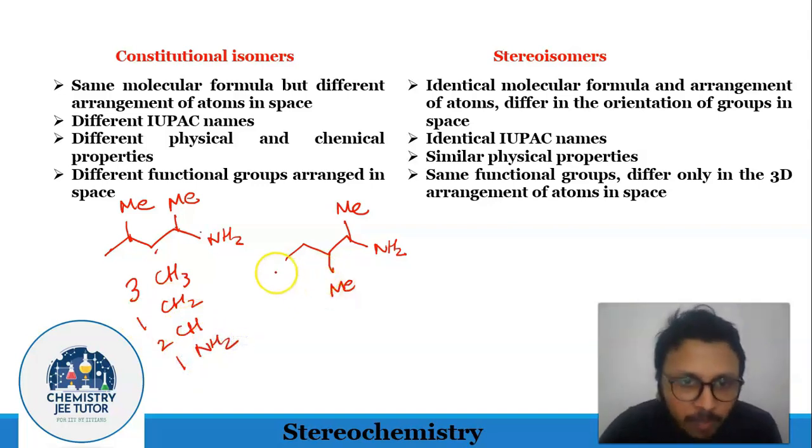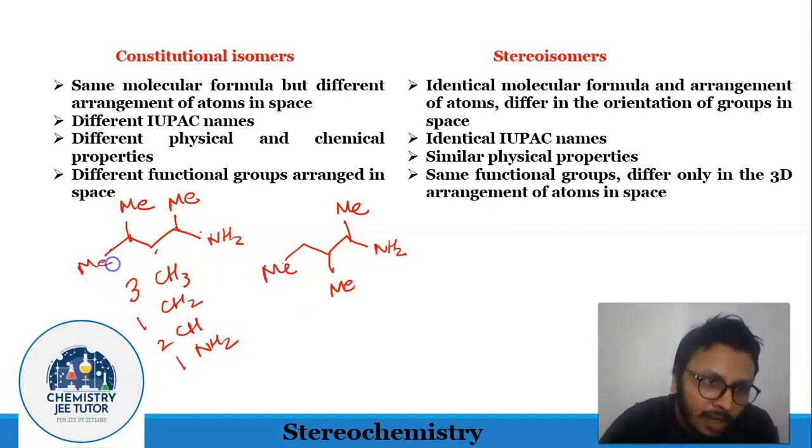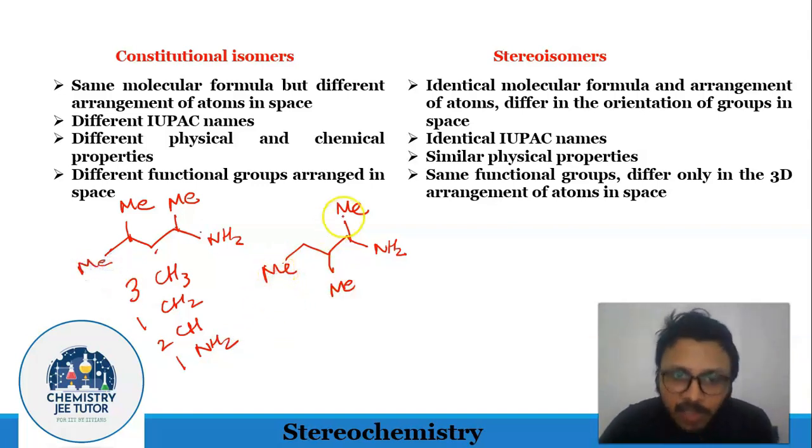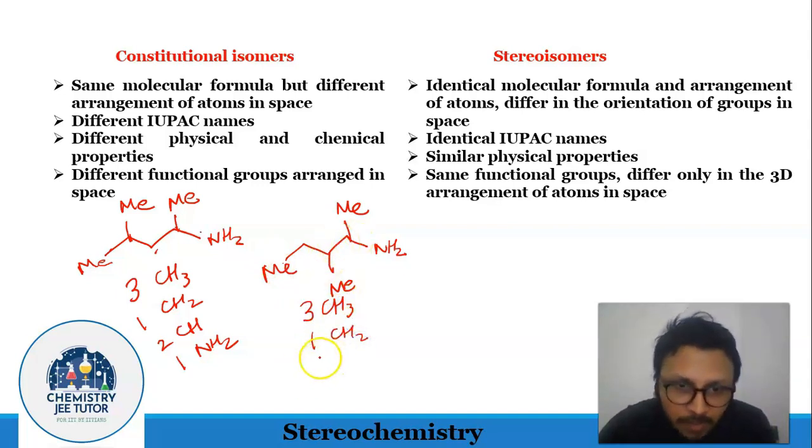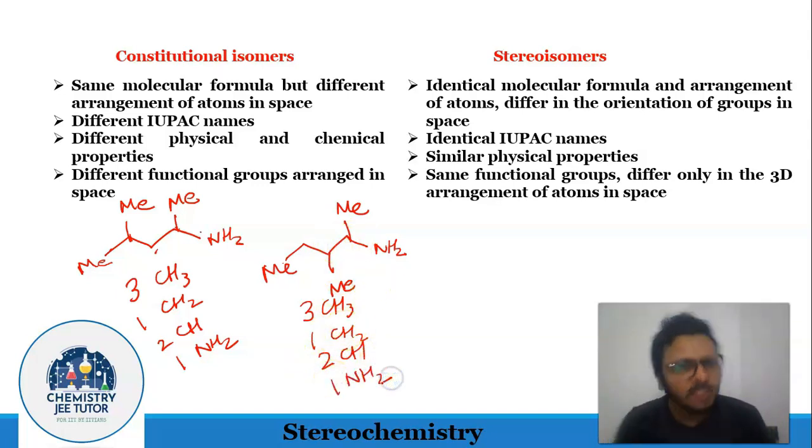Now let us come here. Again, we have a CH3 here. If I draw it for clarity, we have a CH3 here, a CH3 here, a CH3 here. We again have 3 CH3. We have 1 CH2. We have 2 CH. And again 1 NH2. So they are the same molecular formula. Nothing is different. So what is the difference? The difference is in the arrangement of atoms.